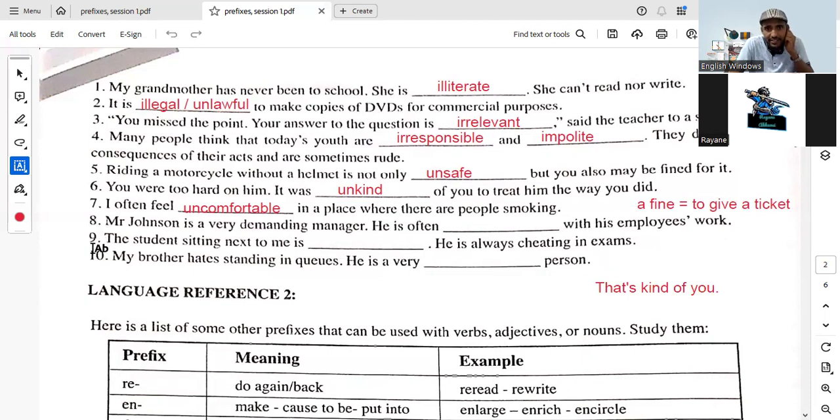Let's move to number 8. Yes, from the very beginning. So Mr. Johnson is a very demanding manager. Right. A very demanding manager. Demanding, right? Let's see. He is often what? With his employees' work. Let's complete the sentence to understand what it means to be too demanding or very demanding. Yes. Dissatisfied. Very good. He never feels satisfied with his workers' job, right?